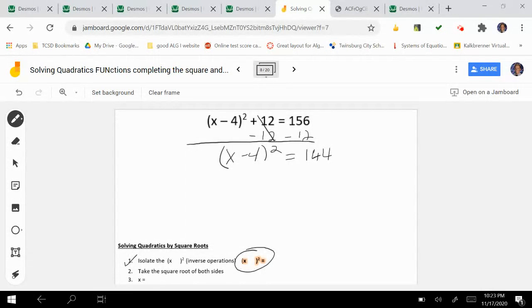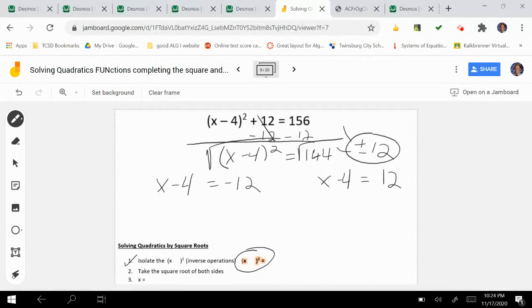Since I did this, I take the square roots of both sides. So now I get x minus 4 equals positive and negative 12 because it's plus or minus the square root of 144. So I'm going to put this as my minus 12 and then do x minus 4 and solve the positive 12 on this side because there's two solutions here. That's what that plus and that minus means. So I'm going to have to do two problems here.